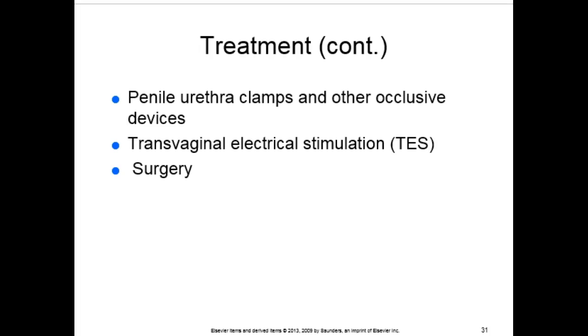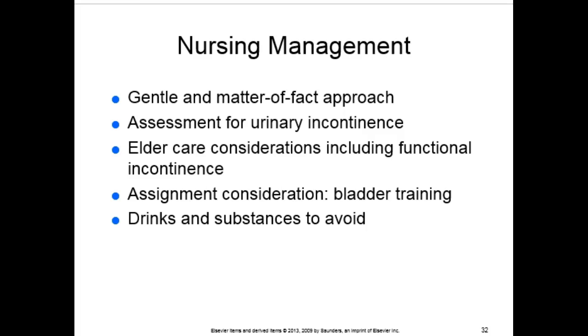If these surgical measures don't solve the problem, then incontinence is often managed by intermittent catheterization or indwelling urethral catheterization. In some instances, a suprapubic cath or an external collection system such as a condom cath could be used. Okay, nursing management of incontinence. Of course, the nurse would use a gentle and matter-of-fact approach when taking an incontinence history.